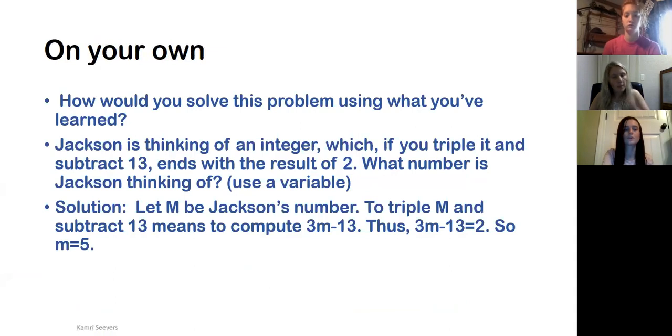The solution would be, let m be Jackson's number. To triple m and subtract 13 means to compute 3m minus 13. Thus, 3m minus 13 equals 2. So m equals 5 because 3 times 5 minus 13 is 15 minus 13, which equals 2. So m would equal 5.